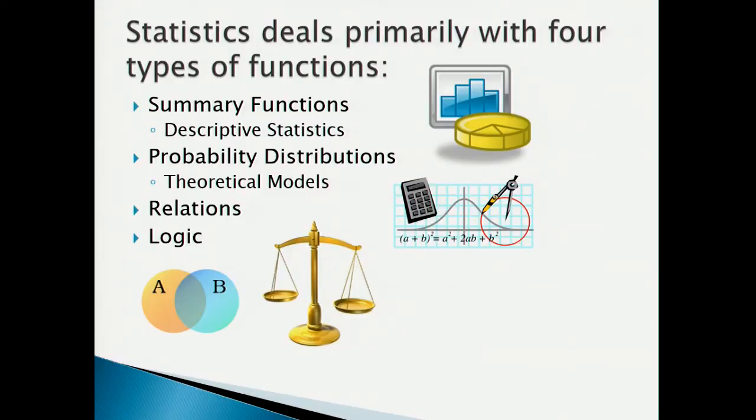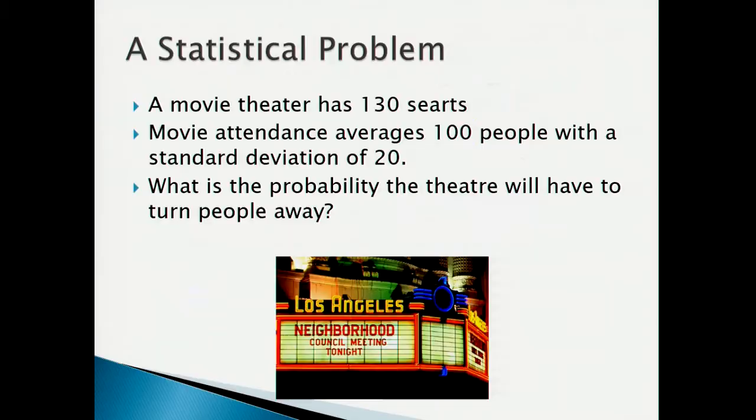Statistics deals primarily with 4 types of functions. Descriptive statistics is the first part, where we summarize data. You take a data set, you take a variable, and you try to summarize it with a single value. We also deal with probability distributions, and there are lots of those, but they're all basically the same structurally. We deal with relations such as greater than, less than, membership, and things like that, and logic: and, or, and if. Those are the 4 basic types of functions that we deal with, and we use operators to combine things together. Here's an example of a problem.